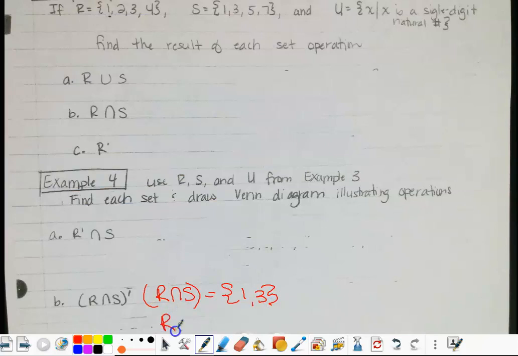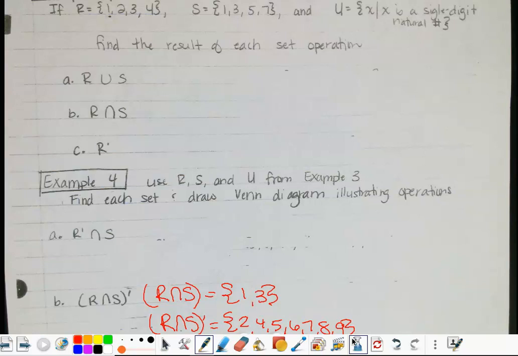So then R intersection S complement is everything else. So what are those numbers? 2, 4, 5, 6, 7, 8, 9. I don't think there's a 10. No, there's no 10. It just goes to 9 because it's the single digit numbers. Yeah, kind of confusing. That's okay.